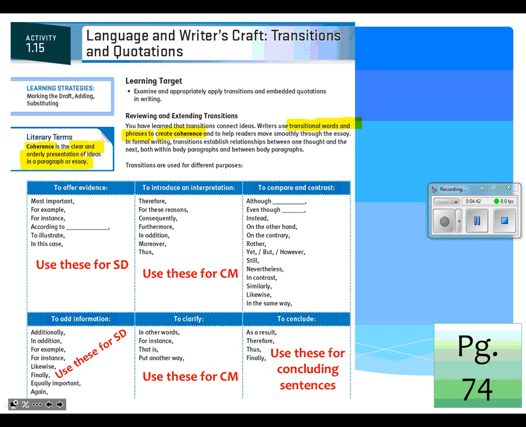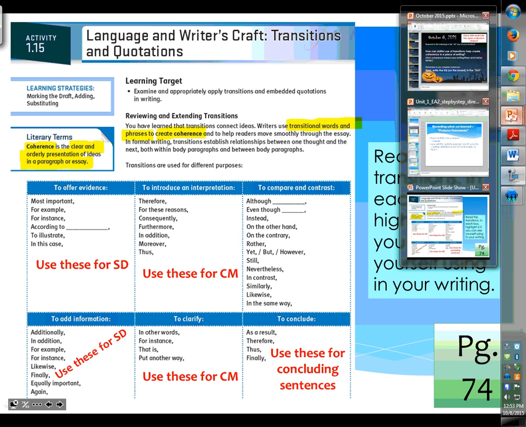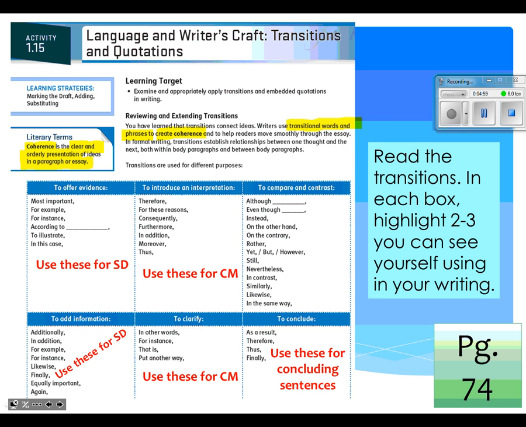Now, what I'm going to ask you folks to do in a moment here is go ahead and look at each one of those boxes. And what I would like for you to do is highlight 2 transitional phrases per box that you can see yourself using for this essay that's coming up. If you see a newer transitional phrase that maybe you haven't thought of, definitely highlight that. See if you can't do something a little different this round.